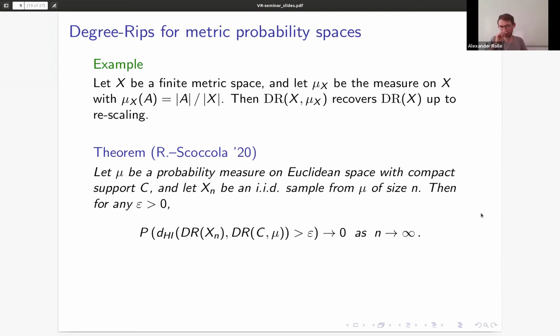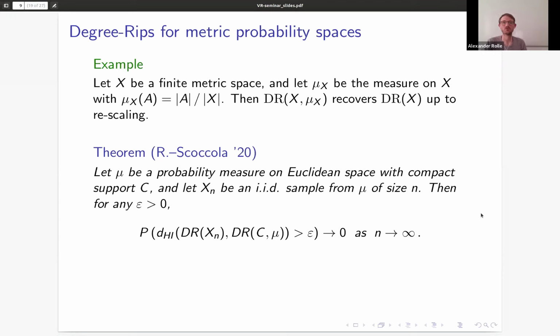Let me make a couple of comments about this. First of all, I'm attributing it to me and Luis Scoccola because this is written down in his thesis. Actually, this statement is not written down there, but there is a stability result for degree Rips, which is quite different from the Blumberg-Lesnick result talked about before. And this result is a simple corollary of that stability result.